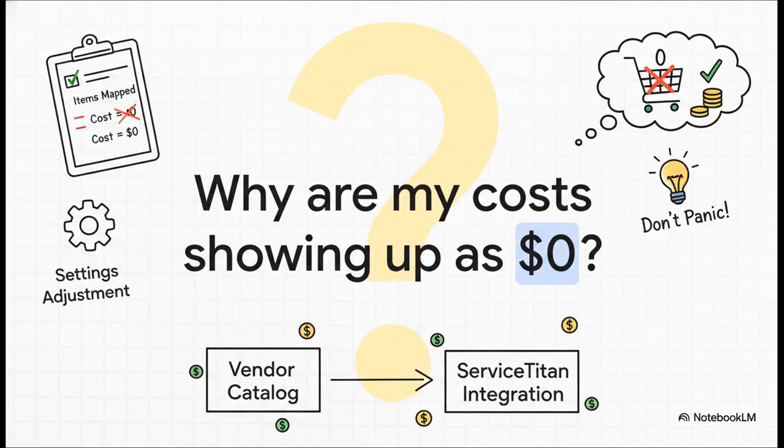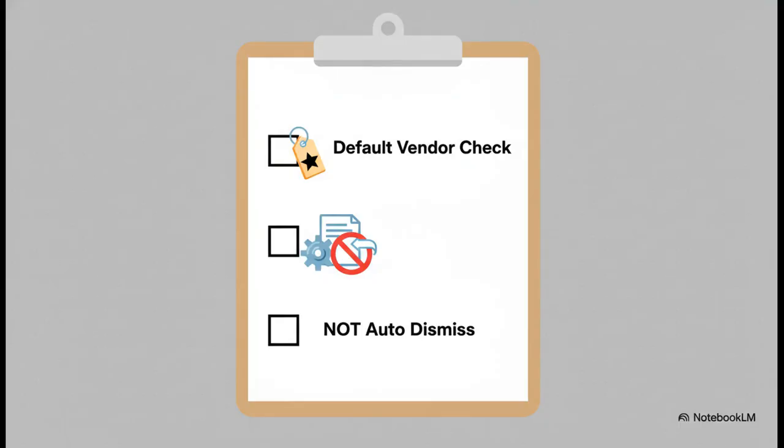Okay, next up is one that can definitely make your heart skip a beat. You've mapped your items, but the cost is showing up as $0. First thing, don't panic. This is almost always a really simple settings adjustment. It's usually one of two things, so here's a quick two-step check. First, just go to that item in your price book and make sure your integrated supplier is set as the default vendor. Then, pop over to your Pricebook Connect settings and just make sure your updates are not set to auto-dismiss. That setting would just tell the system to ignore the new cost data.